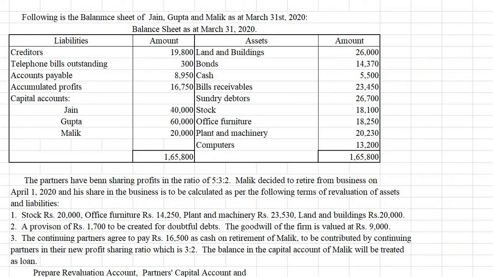That means here it shows an increase in case of stock. Then office furniture revalued as 14,250. So office furniture we had in the book 18,250. That means office furniture shows a decrease. Then plant and machinery shows as 23,530. That means plant and machinery increases. Land and building became 20,000. Earlier it was 26,000, so 6,000 decrease. Then a provision of rupees 1,700 is to be created for doubtful debts. Sundry debtors we have 26,700. For that we have to create a provision for doubtful debts of 1,700 rupees.